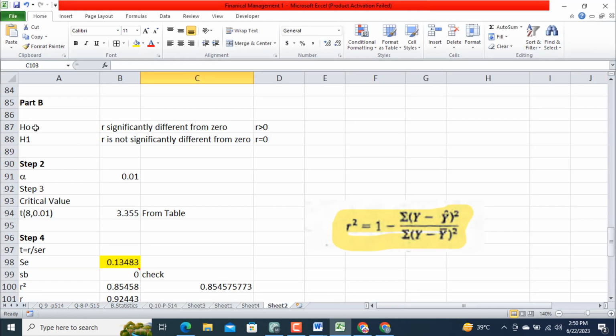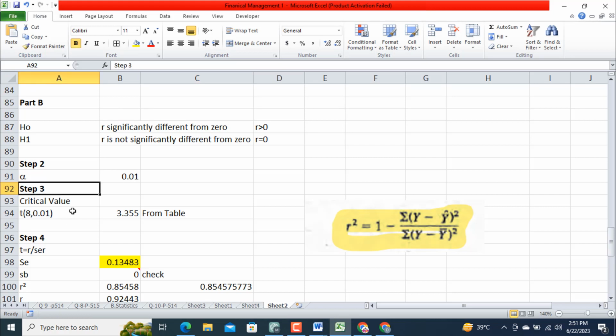For step 1, establishing the hypothesis of the question, H0, which is also called the null hypothesis, is r is significantly different from 0 or is greater than 0, and H1 is r is not significantly different from 0 or is equal to 0. In step 2 we are going to define alpha, which is equal to 0.01, given in the statement. Step 3.